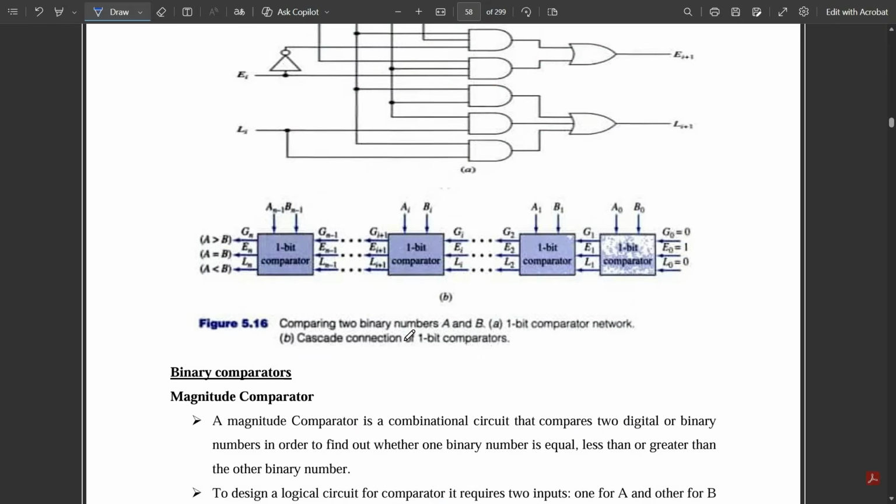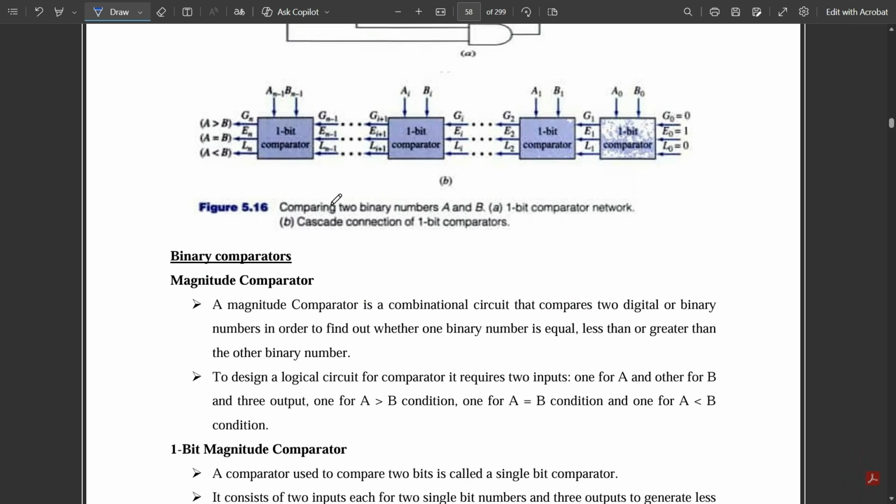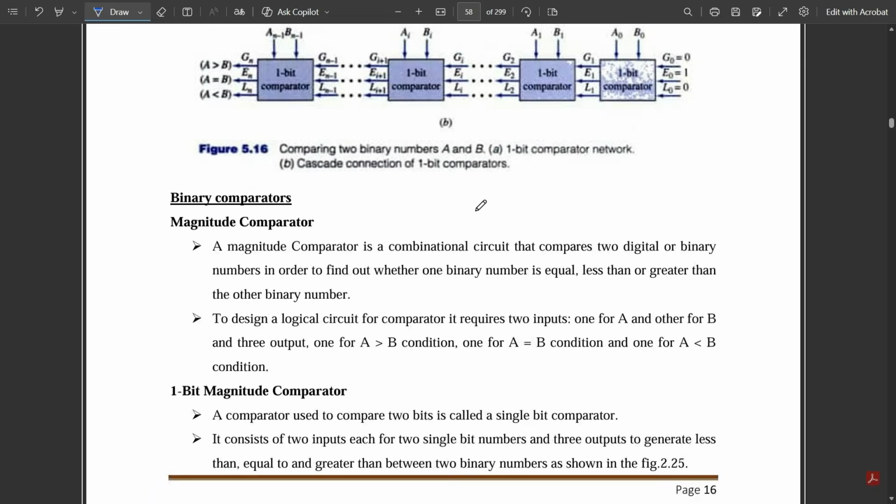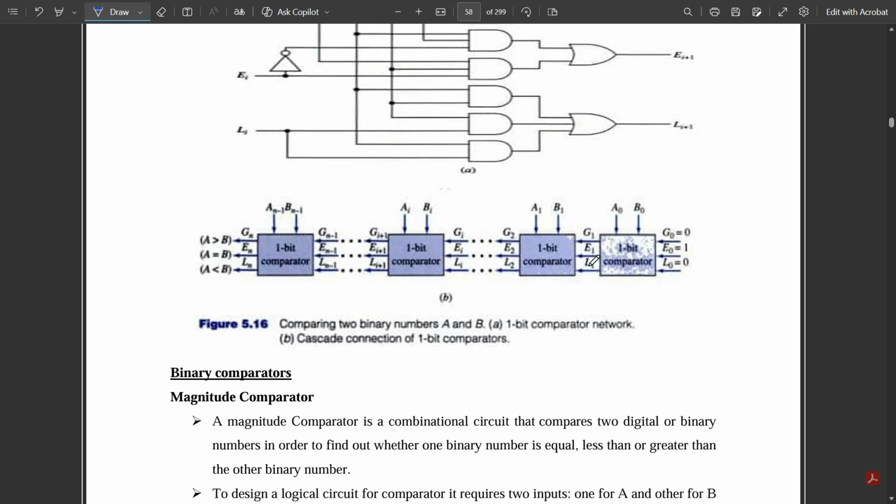Okay, so this is comparing two binary numbers A and B, a one bit comparator network, a cascade connection of one bit comparators. Okay, so this is for two binary numbers comparison. For that you need to draw one bit comparators at different stages, if they have two binary numbers at the same stage. For that, this cascaded network is drawn like this. So please note it down.